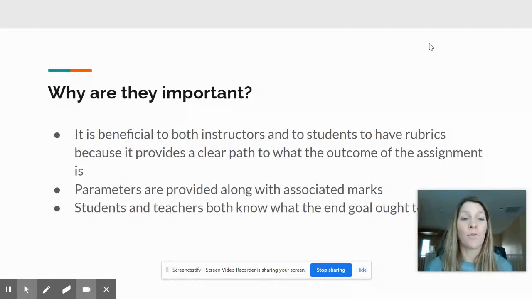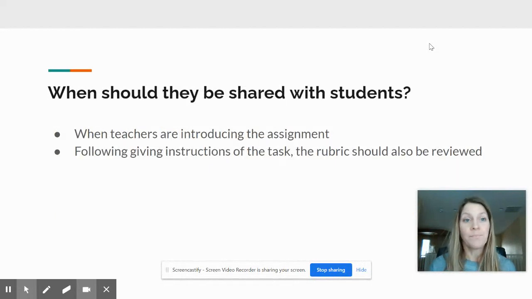They are really important because it's beneficial to both parties, and it provides a clear pathway of what the learning objective is. Along with the guide, it is able to set parameters for what the students are shooting for. So if they're trying to get an E, or if they're aiming for an S, or if they're going for a 4 or a 3 or an A, B, C, whatever the marks are, it has an association with it. Students and teachers will both be able to know what the end goal is going to be.